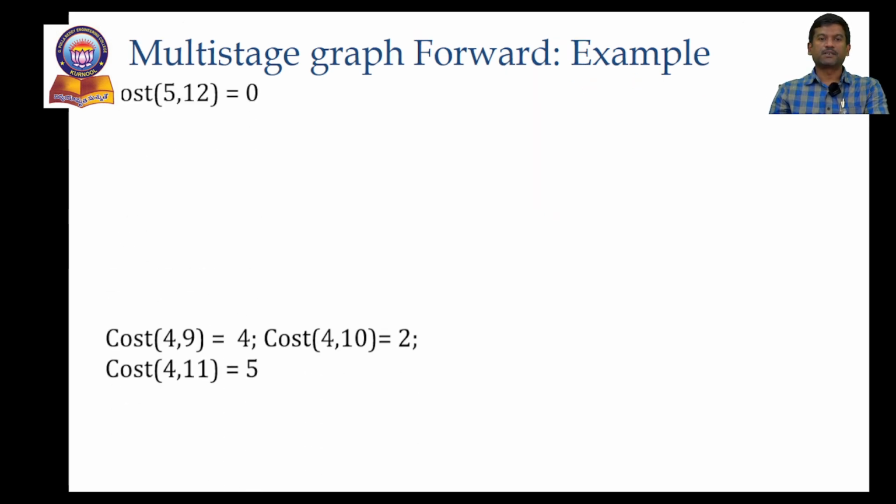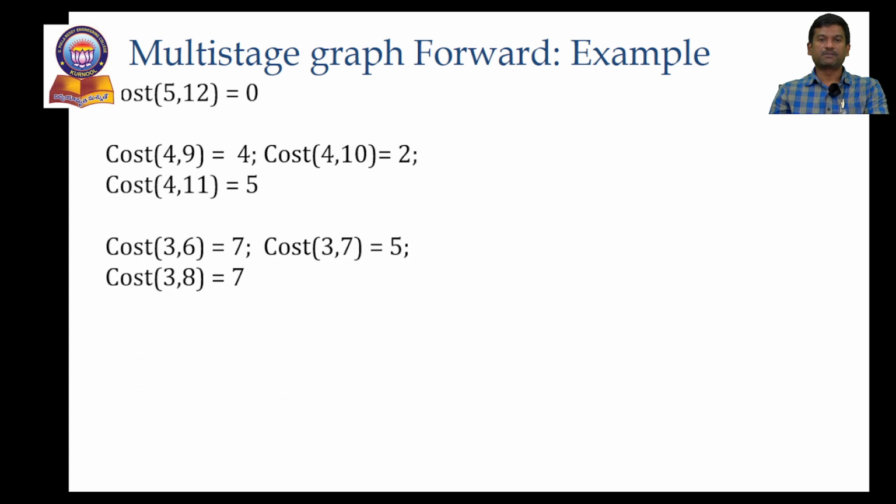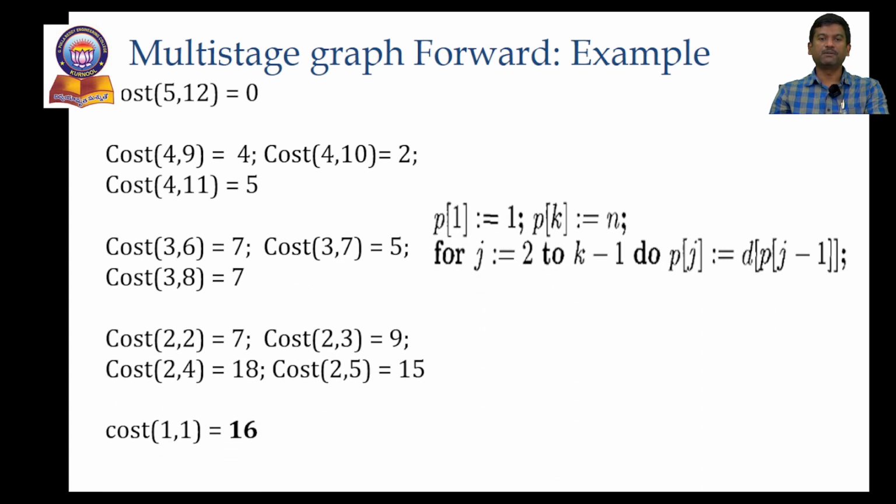So there is a certain kind of formulas, statements which are being given to identify the path according to the algorithm of multi-stage graph problem using the forward approach. That is, P of 1 equal to 1, P of k equal to n, and for j equal to 2 to k minus 1, do P of j equal to d of P of j minus 1.